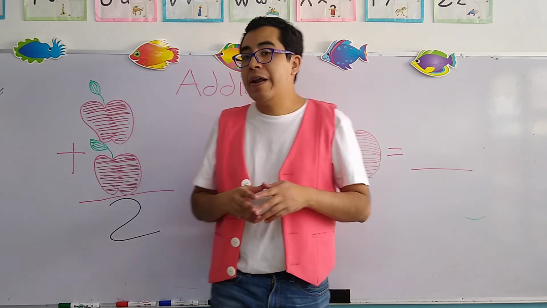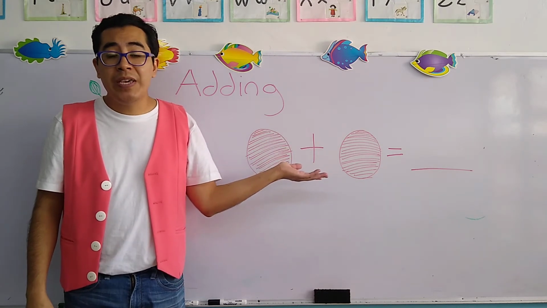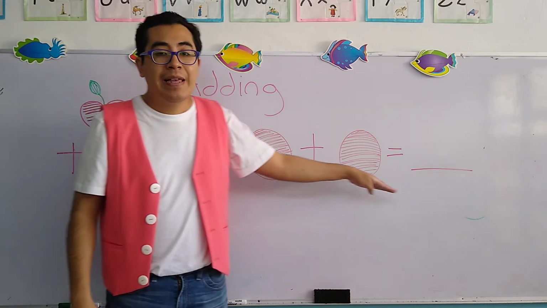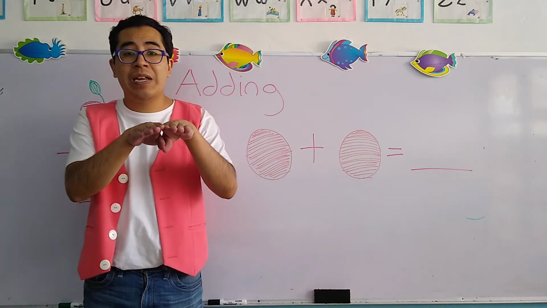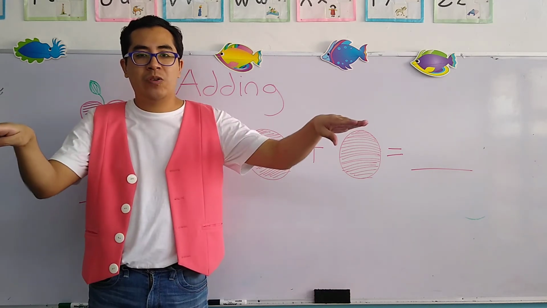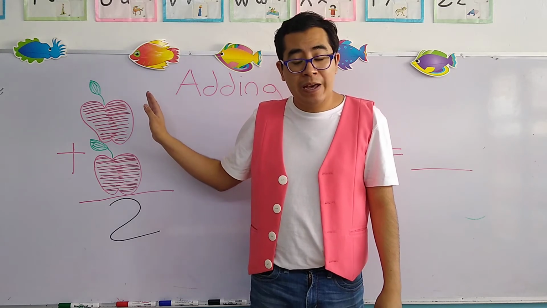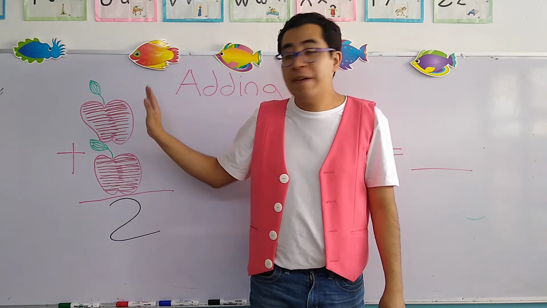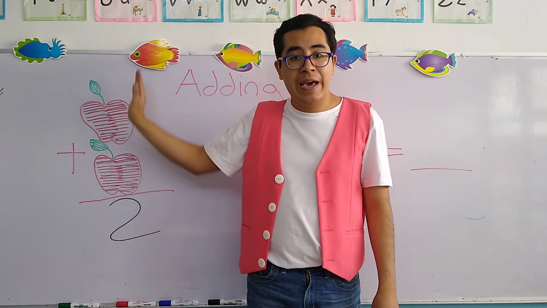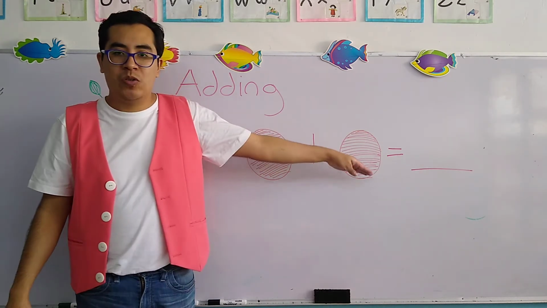Okay? Very good. Now, next to it, we have another addition. But in this case, we have it in horizontal line. En forma horizontal quiere decir que los objetos o los números van a estar acostados, okay? The first addition, the objects are in vertical form. En forma vertical quiere decir que están parados. Horizontal form cuando los objetos están acostaditos.